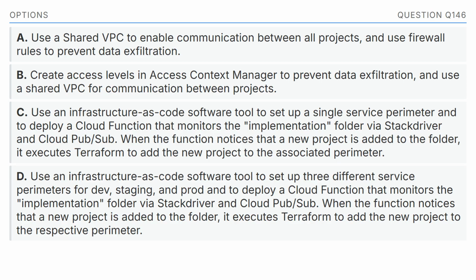Option D, use an infrastructure as code software tool to set up 3 different service perimeters for dev, staging, and prod and to deploy a cloud function that monitors the implementation folder via Stackdriver and Cloud Pub/Sub. When the function notices that a new project is added to the folder, it executes Terraform to add the new project to the respective perimeter.